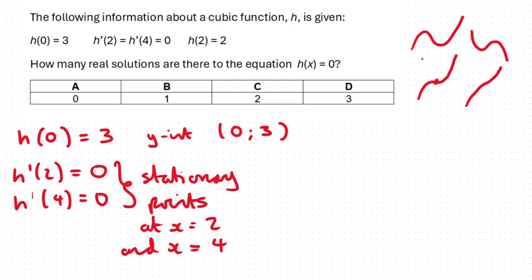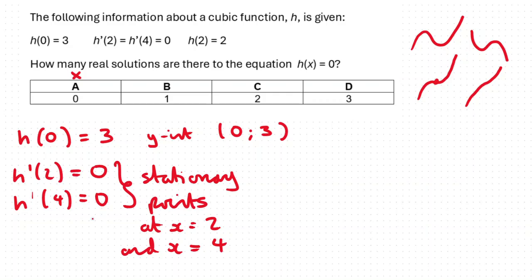But what we can understand about each of these is that it must pass through the x-axis at least once. So A cannot be an answer. All right, but 1, 2, and 3 are all possible answers to the number of solutions to a cubic expression being equal to 0. It can't be more than 3, but it could be 1, 2, or 3.